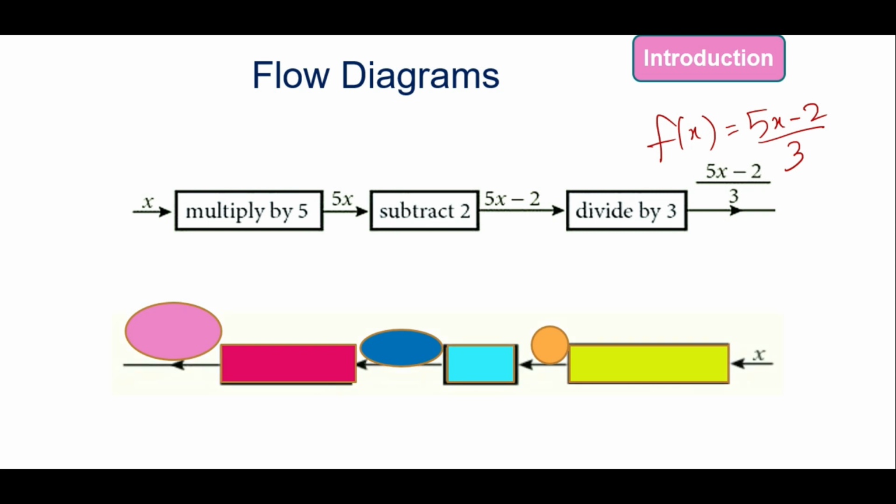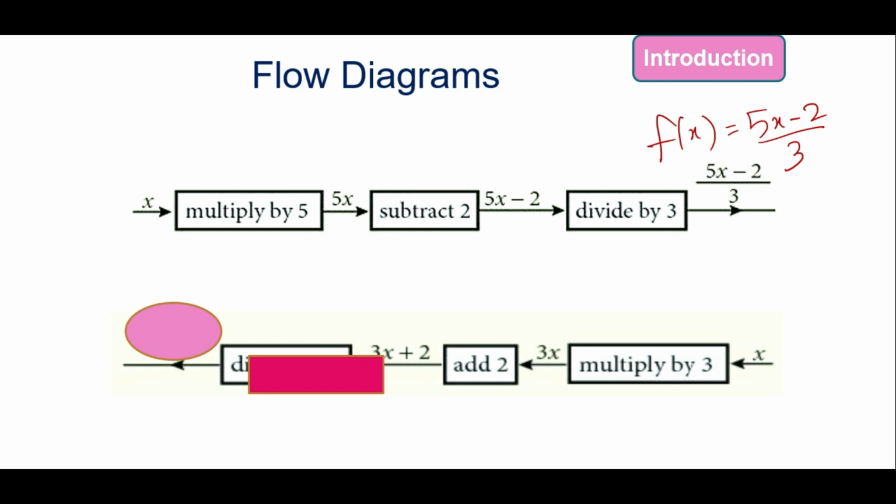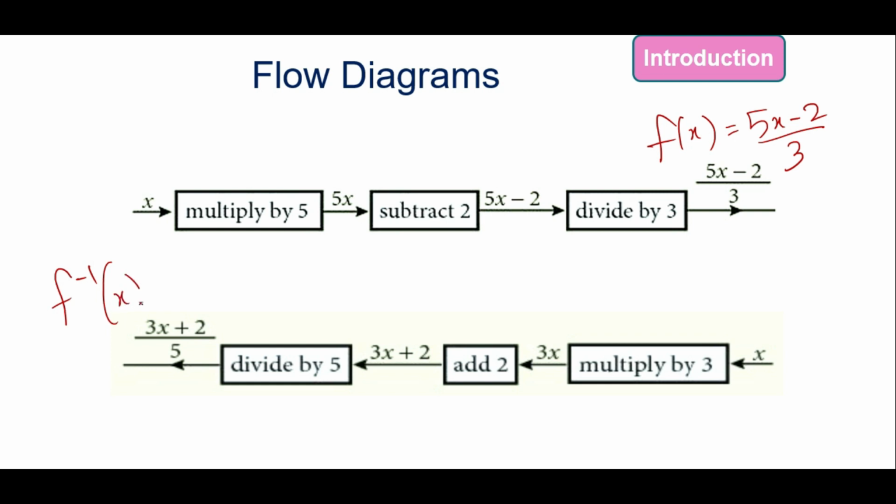Now talking about the inverse of this function, you're just reversing the process. For divide it becomes multiply, and you get a 3x. Then the next step, you can see it was subtract before. Here you're going to add 2, so it makes it 3x plus 2. The next step, it's going to be divide by 5, and finally this is how the inverse function looks. So you can say f inverse of x is going to look like this. Now this is just for your information.